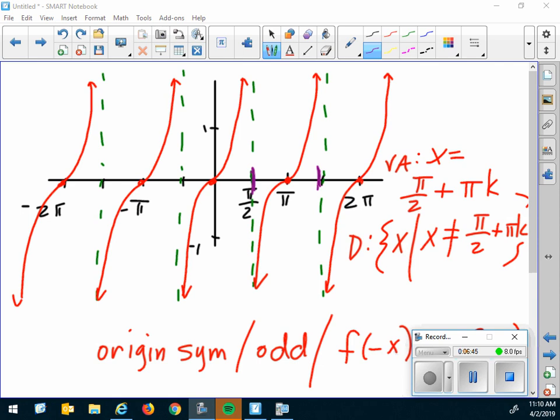H. Are there any horizontal asymptotes? Nope. We've already done the I, right? The vertical asymptotes. Leave out the end behavior. That's not an issue.